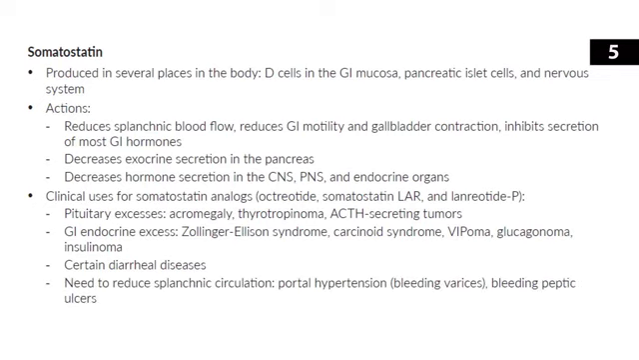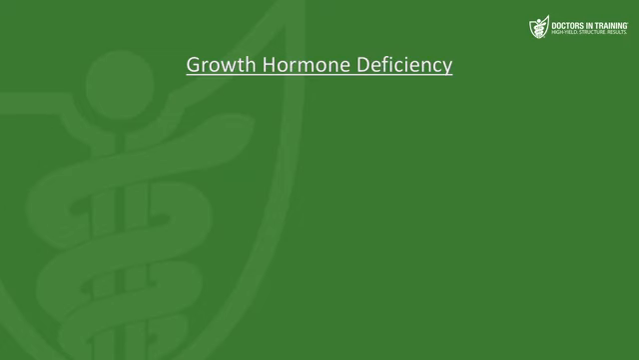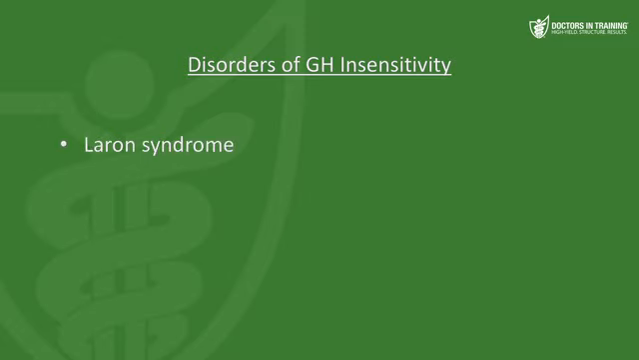Somatostatin can also be used when you need to reduce splanchnic circulation, like in cases of portal hypertension, bleeding varices, or bleeding peptic ulcers. Okay, just to round out the section on growth hormone, patients also can have growth hormone deficiency, which is most clinically relevant in children. And this manifests with short stature and, once diagnosed, can be treated with growth hormone replacement. And additionally, there are a number of inherited disorders of growth hormone insensitivity, like Laron syndrome, although these are not problems of pituitary GH production, but rather lack of function.